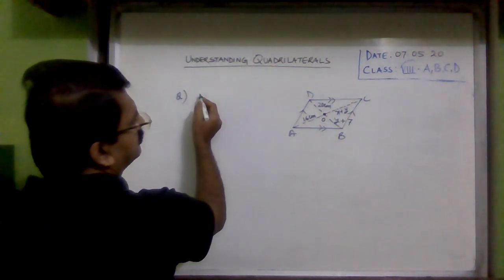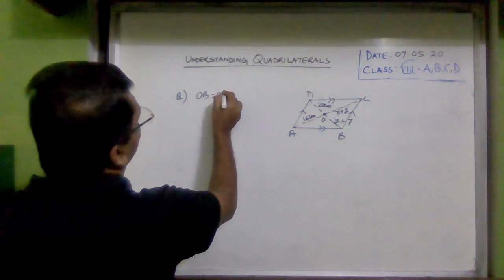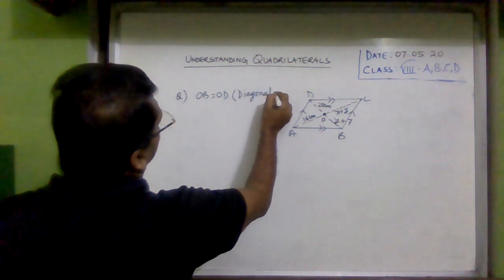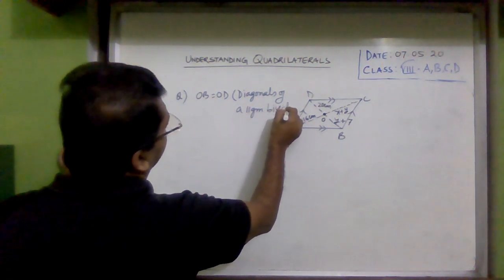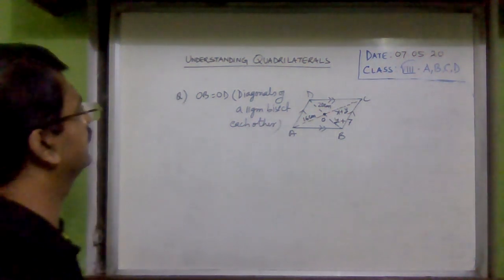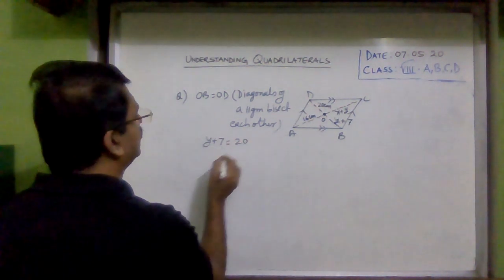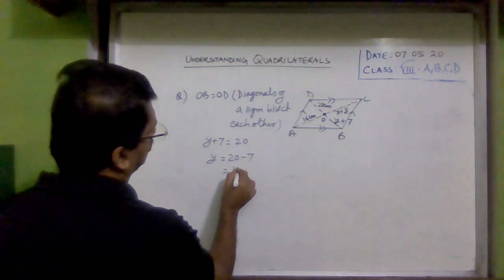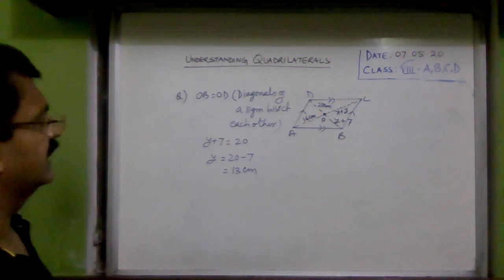So first of all, you write OB is equal to OD. Reason: diagonals of a parallelogram bisect each other. Diagonals of a parallelogram bisect each other. Now the length of OB is given y plus 7 and the length of OD is 20. So y is equal to 20 minus 7, that is equal to 13 centimeters. So we have found the value of y is 13.